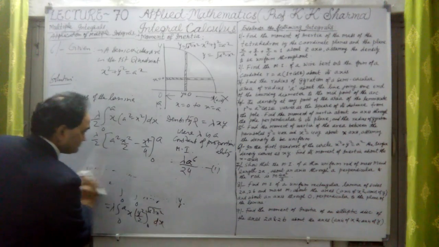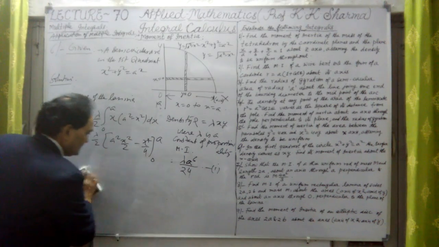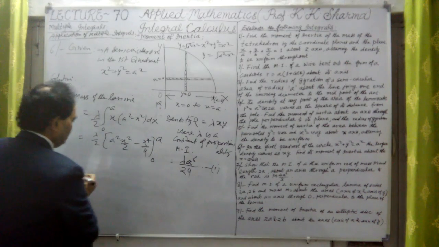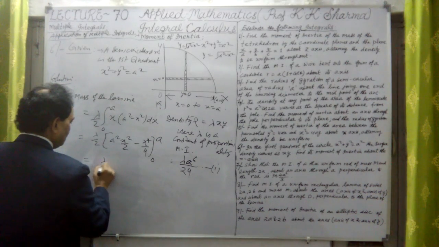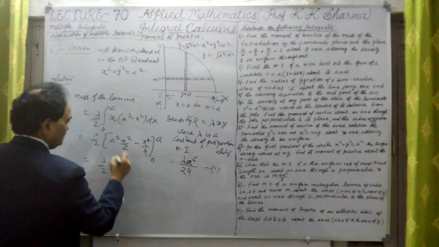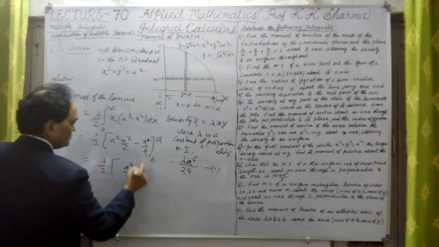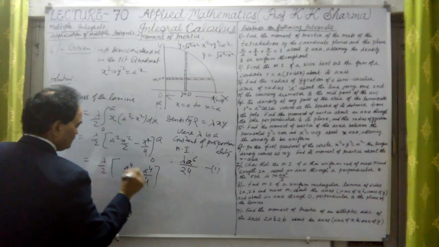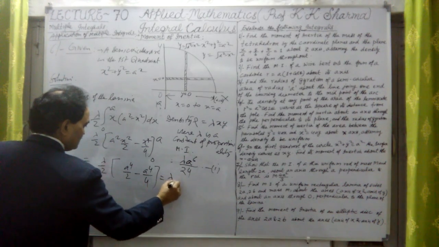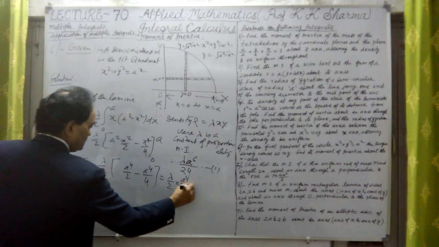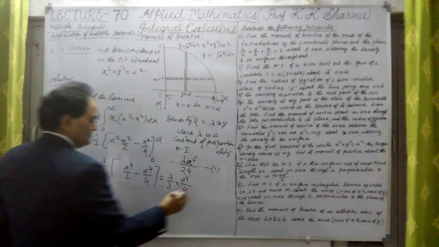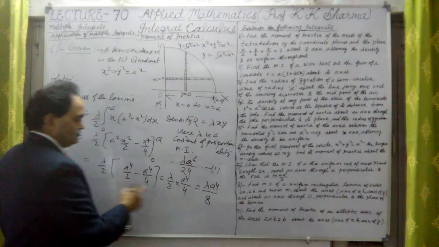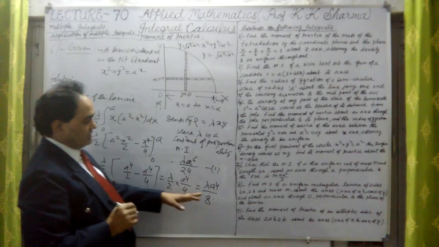What is this? Mass of this circular lamina here. This is lambda upon 2. Putting A here, this is A4 upon 2 minus A4 upon 4. That means A4 upon 4. Lambda upon 2 into A4 upon 4. That means lambda A4 upon 8. Okay, 8. This is the mass here.